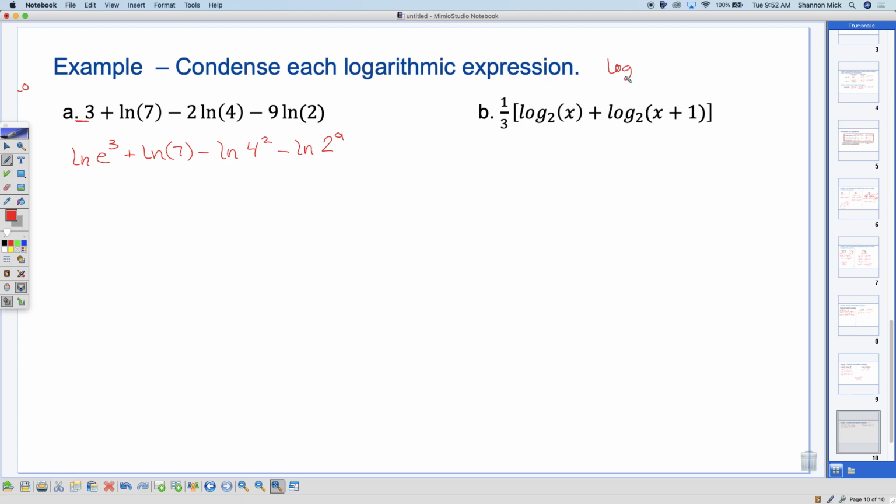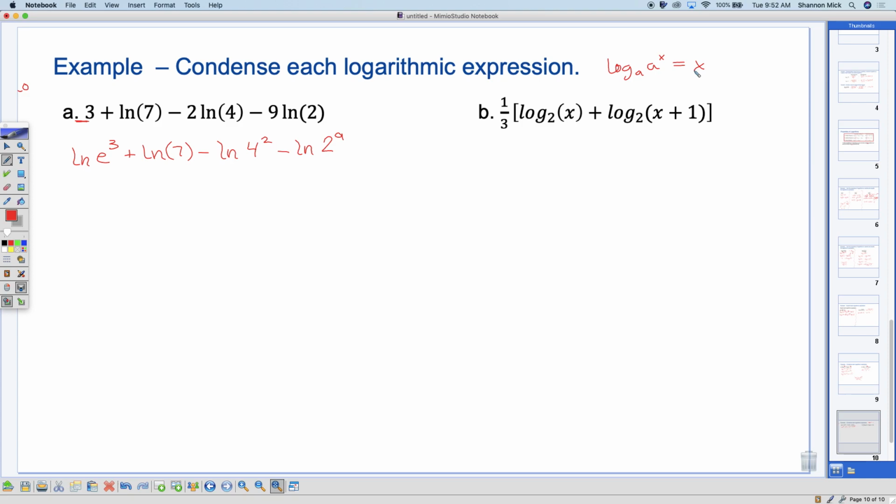Log base a of a to the x is x. So we have the x, so it had to come from the base. How did I know the base was e? Because I'm dealing with the natural log. If it was log base 6 and there was just a 3 there, then it'd be log base 6 of 6 to the third. Okay? You have to remember where things came from. That's what you ask yourself: where did it come from?